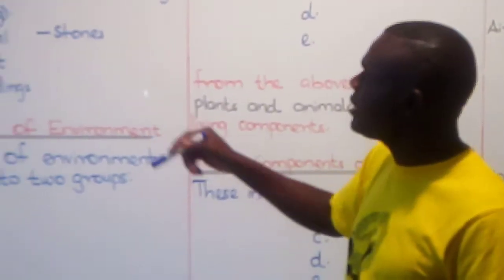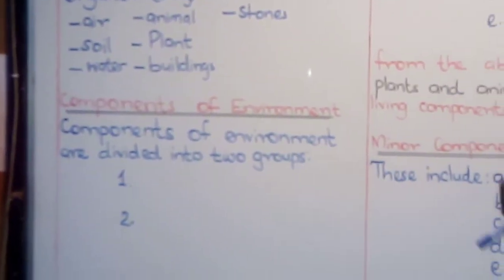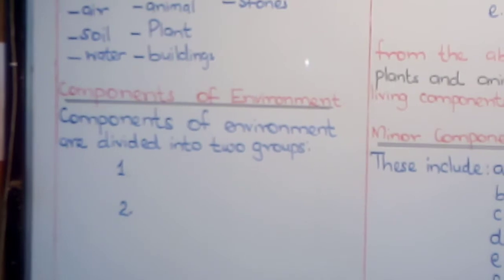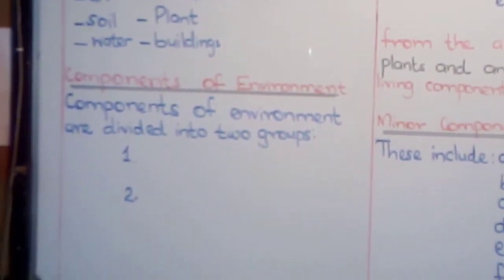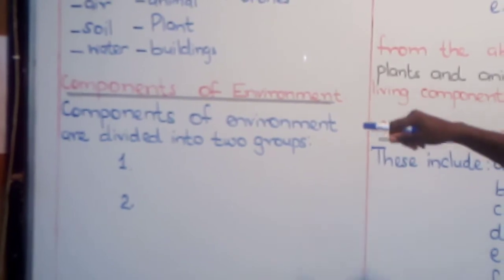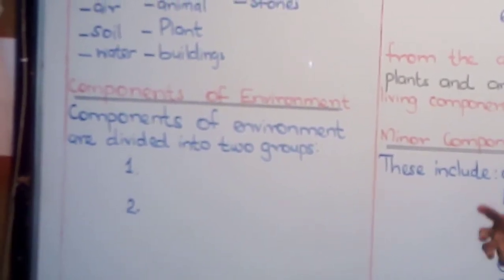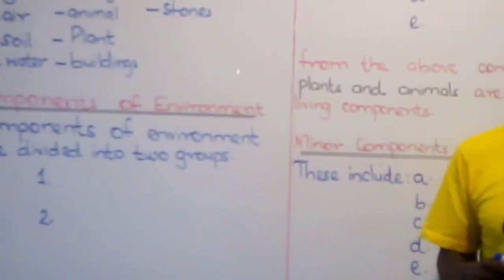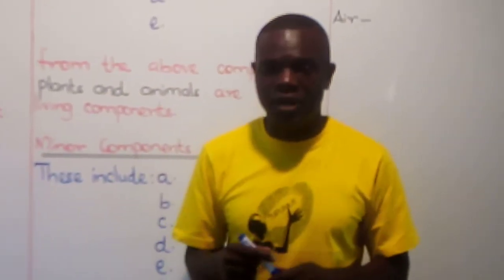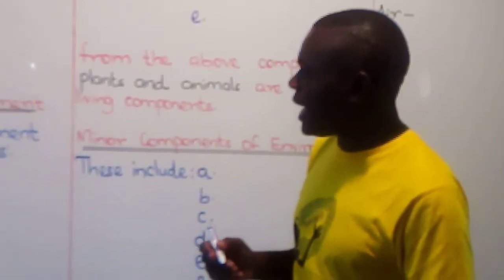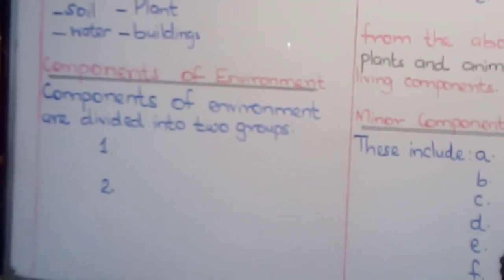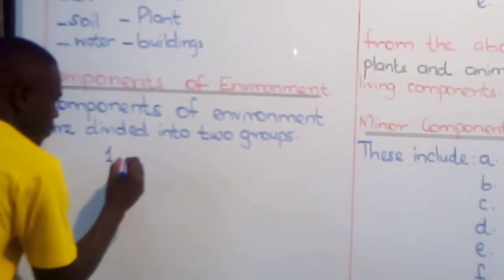Now, having known the meaning of environment and cited some of the examples of the things that surround a living thing, we want to look at the components of environment. What is environment made up of? So what environment is made up of is called components of environment. And so here, the components are divided into two.